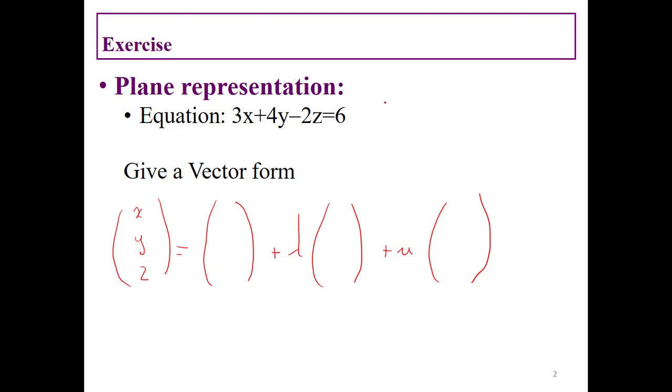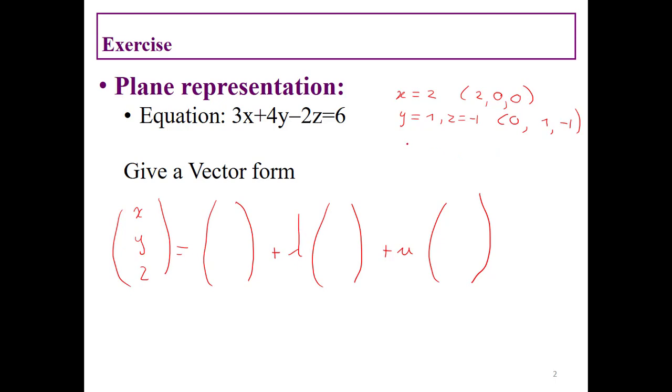So let's see. If I find x being 2, then 3 times 2 is already 6. So the other two elements I can choose 0. So (2, 0, 0) would be a good point on this plane. Let's figure out another easy point. I could think of y being 1 and x 0. If y equals 1, then I have 4 minus 2z equals 6. So that would mean z would be minus 1. So another point would be (0, 1, -1).